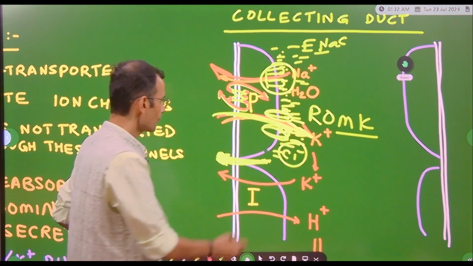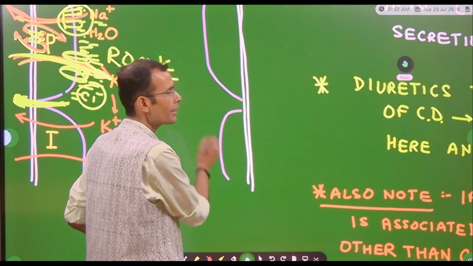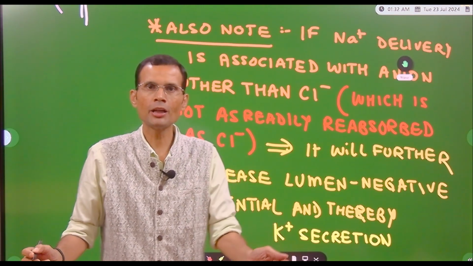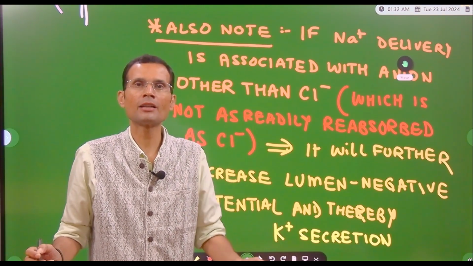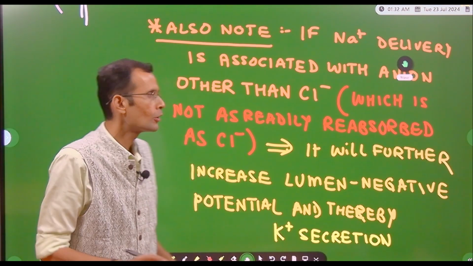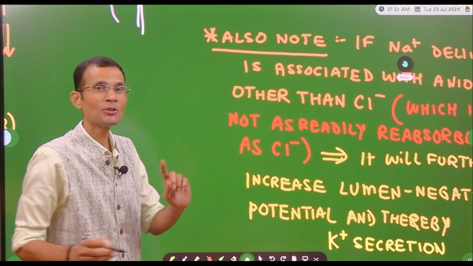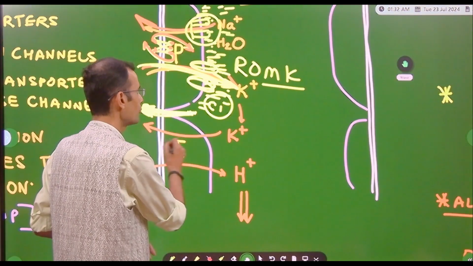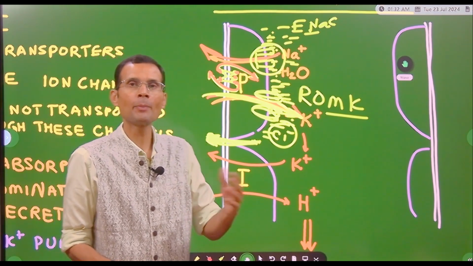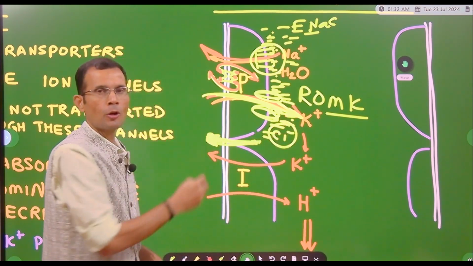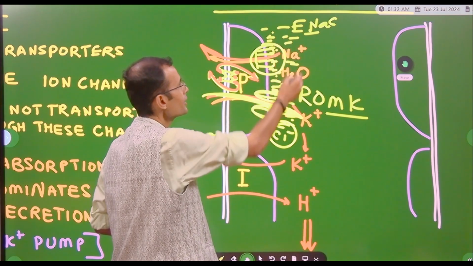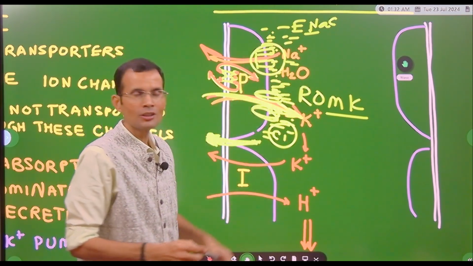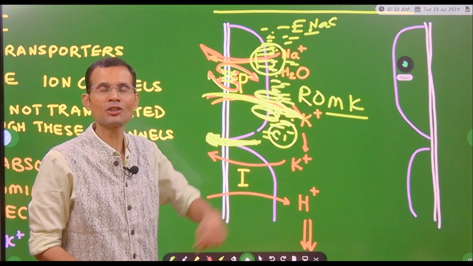Very good, fine. But then what happens in the case of other diuretics? They deliver sodium and they deliver some other anion associated with sodium. So that other anion is not getting readily reabsorbed like chloride. Imagine, chloride is getting removed from the lumen. But if it is some other anion like bicarbonate, then it does not get reabsorbed, which means what? It will further line up in the lumen, and being an anion, it will further exaggerate that lumen negative potential.